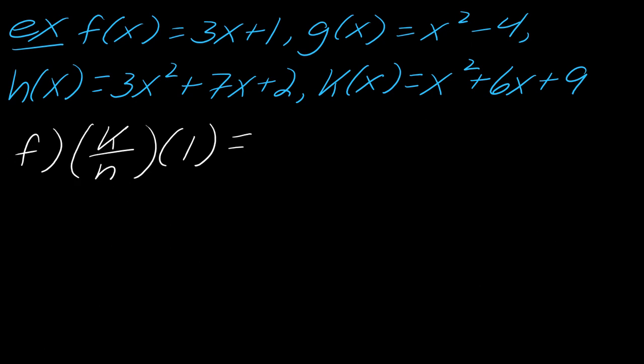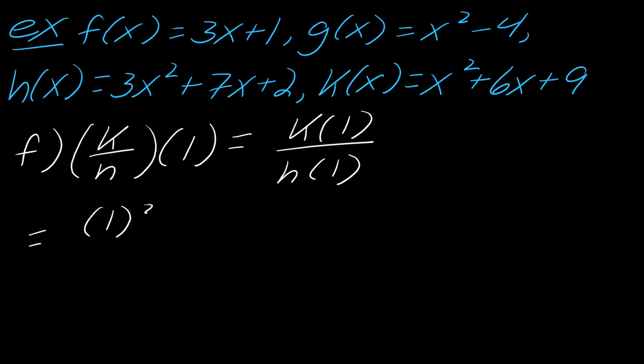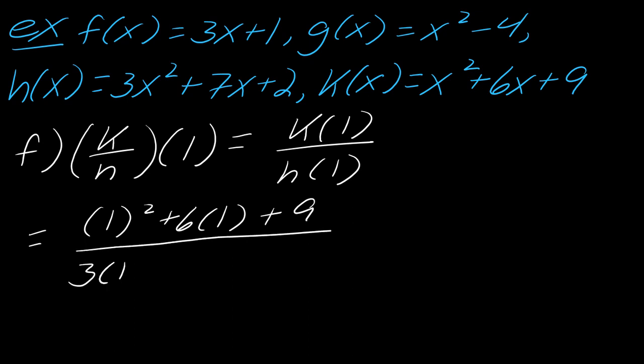Okay, so for this last one, now I have k over h of 1. So if you haven't tried one where you're just computing with a number, I highly recommend that you pause here, give this a try, hit play when you're ready. So what I want to do is plug in 1 to both of these functions. So this becomes 1 squared plus 6 times 1 plus 9 on top. And then in the bottom I have 3 times 1 squared plus 7 times 1 plus 2.